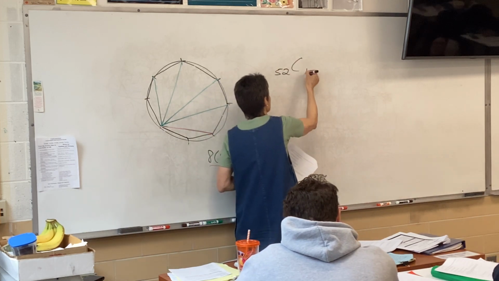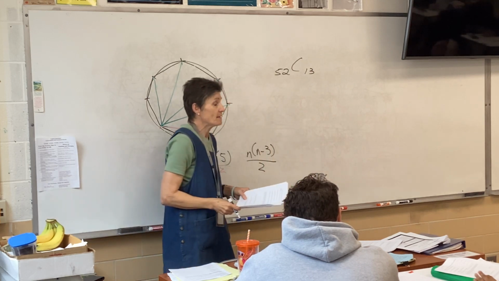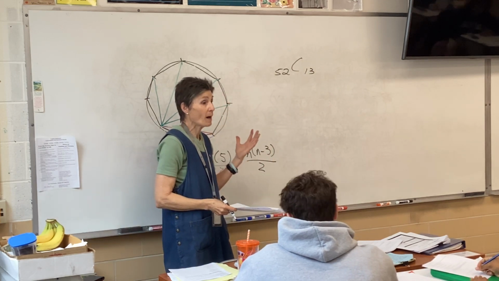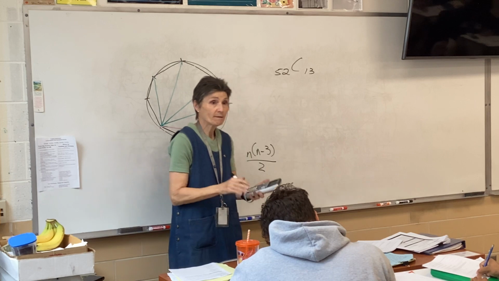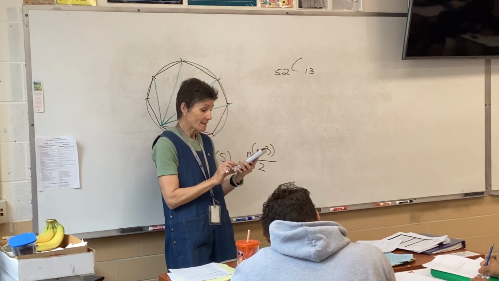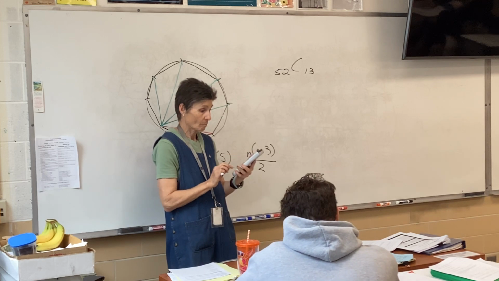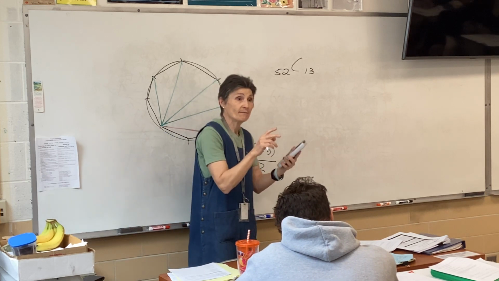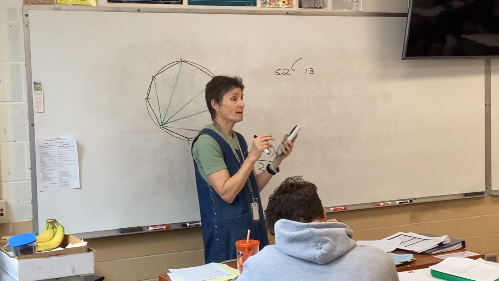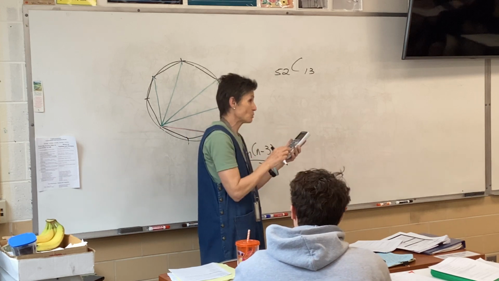So 52C13 would be the number of hands that are possible, right? So I'm doing 1 a second. All right, it's times 10 to the 11th, right? That's how many hands are possible.